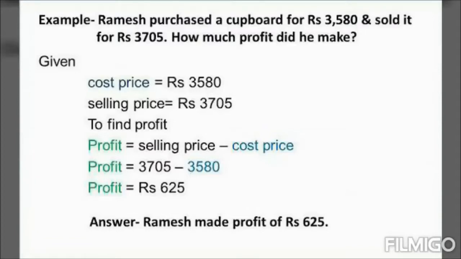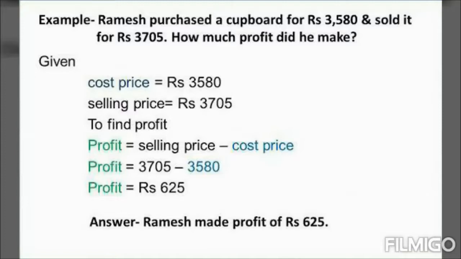So students, let's begin with the first question. Ramesh purchased a cupboard for rupees 3,580 and sold it for rupees 3,705. How much profit did he make? Means he bought a cupboard for rupees 3,580 and he sold it for rupees 3,705.